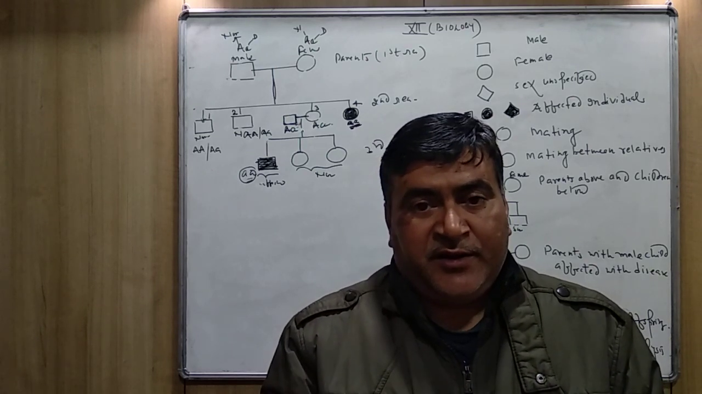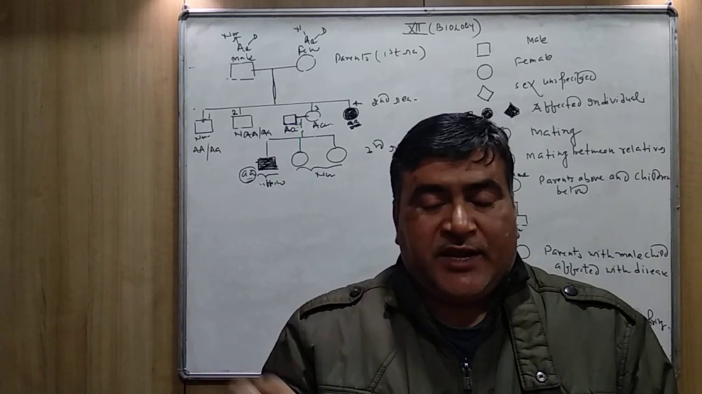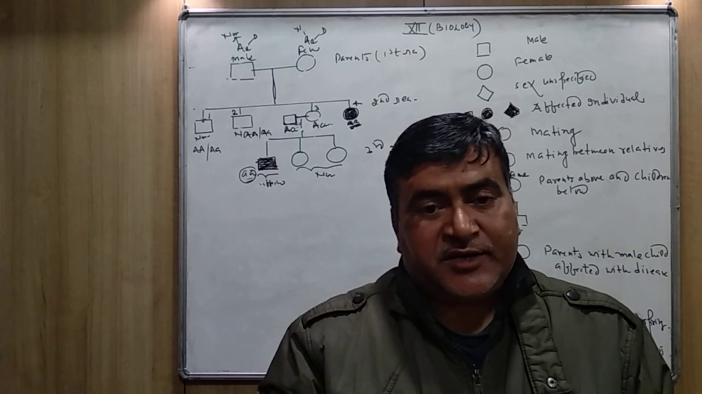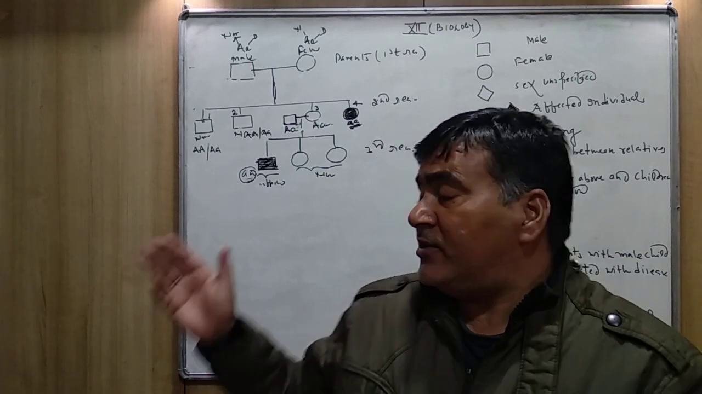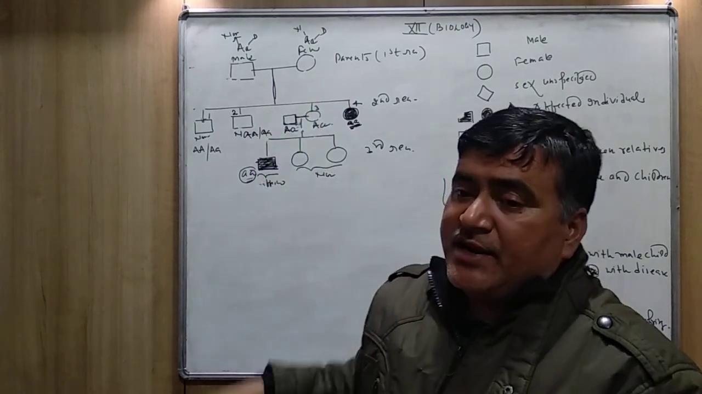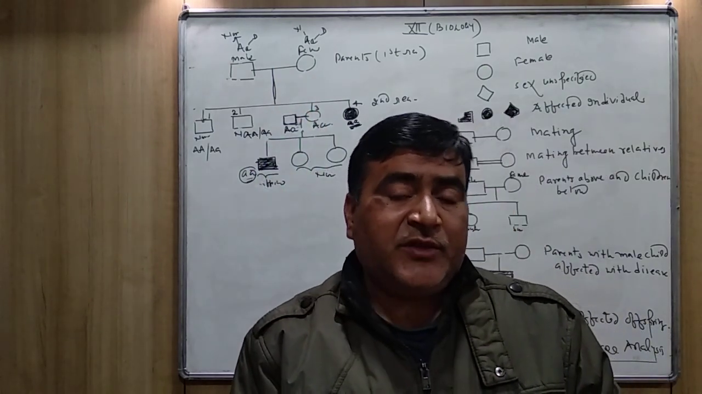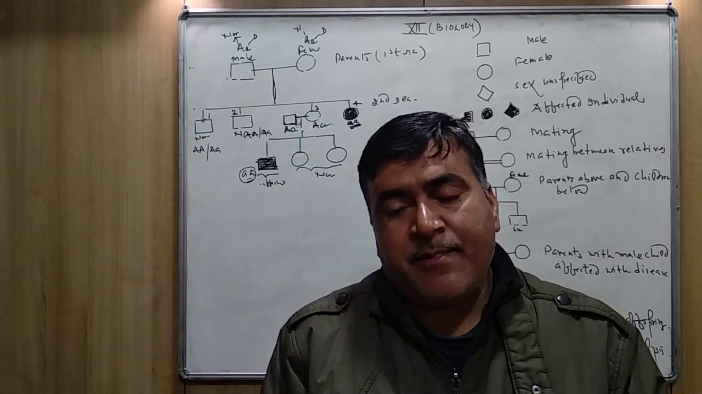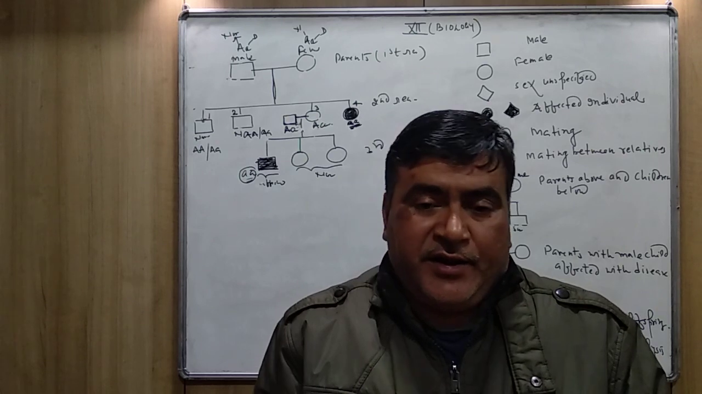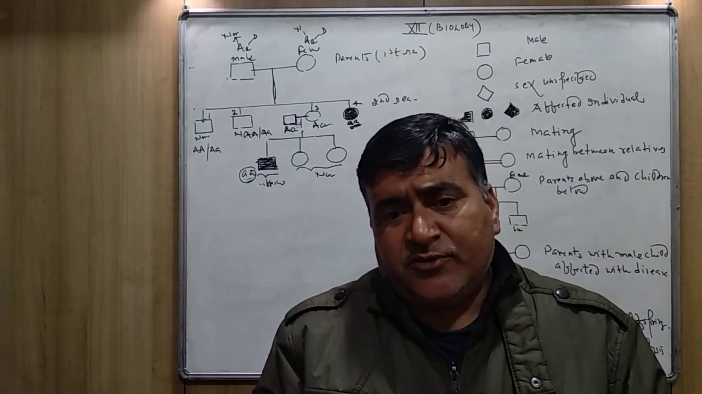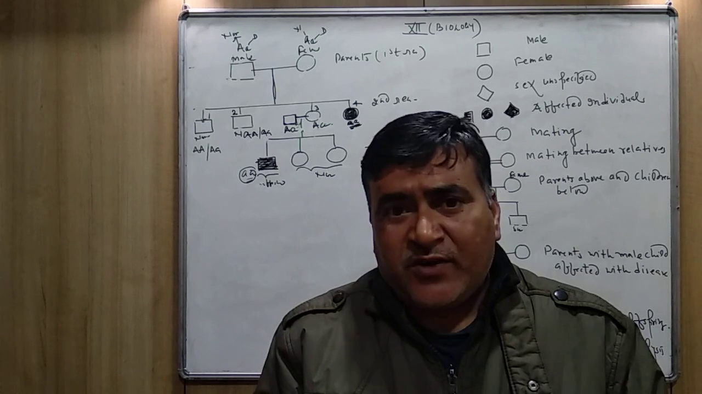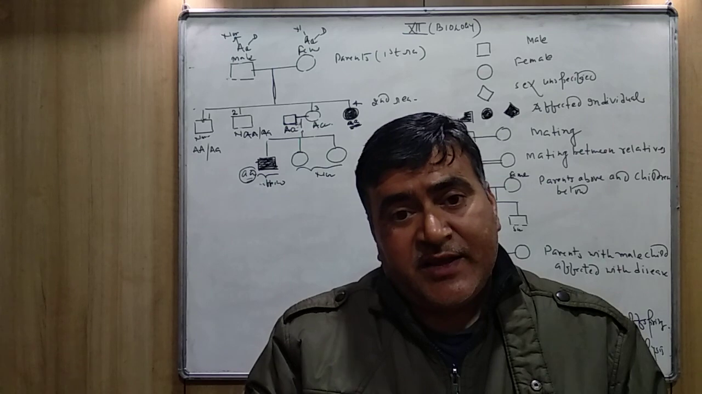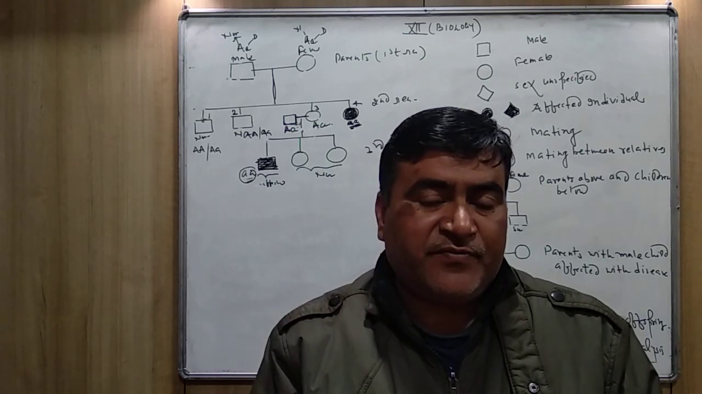I will explain tomorrow through a diagram how they are transferred from one generation to the next. Today also I discussed that it follows the Mendelian pattern of inheritance. But the chromosomal disorders like Klinefelter syndrome, Down syndrome, and Turner syndrome do not follow the Mendelian pattern of inheritance.